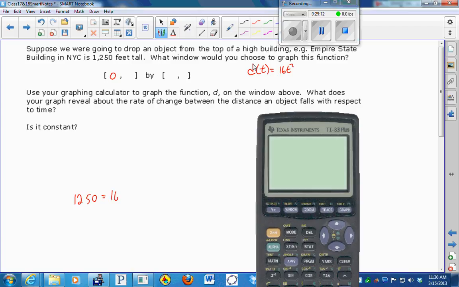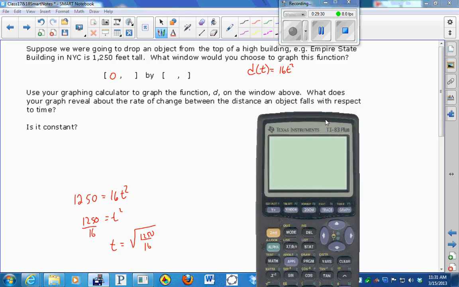12,050 equals 16t squared. T squared equals 1250 divided by 16. And since I'm only talking about time now, I know t is going to be just the positive square root of that. So that will give me an idea of where I could end my range here.